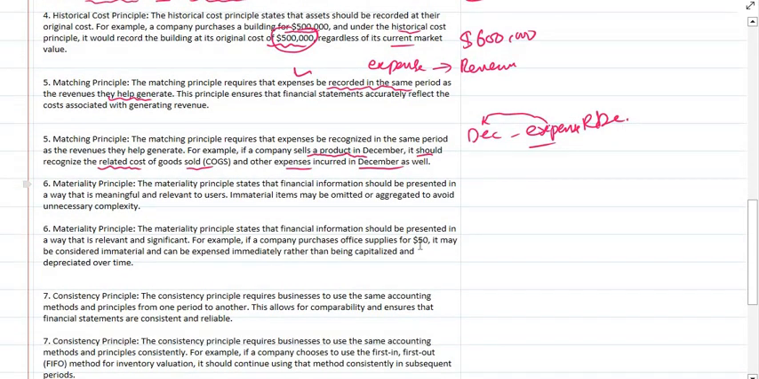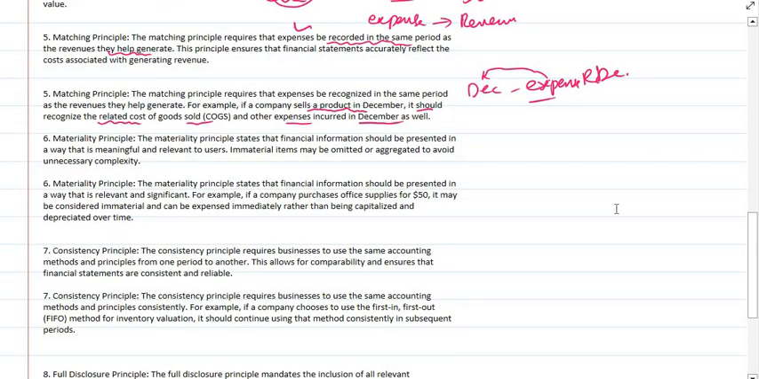We have another concept that is called the materiality principle. The materiality principle states that financial information should be presented in a way that is meaningful and relevant to users.